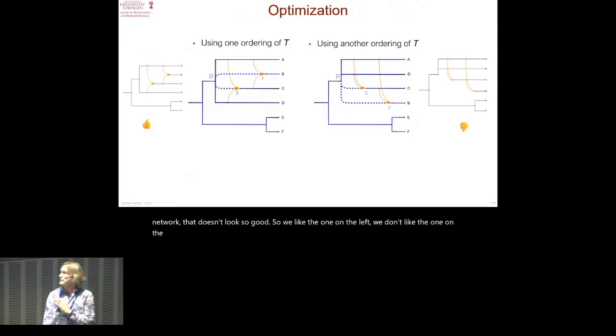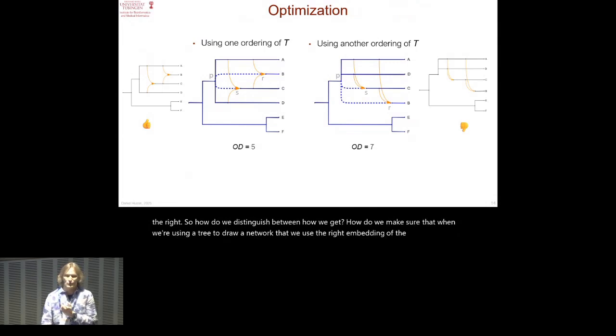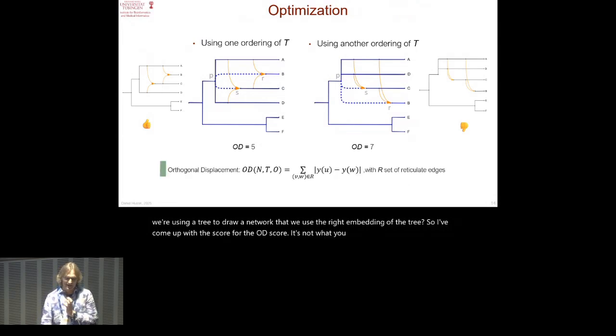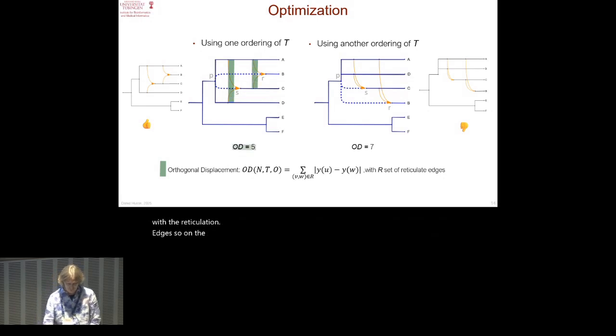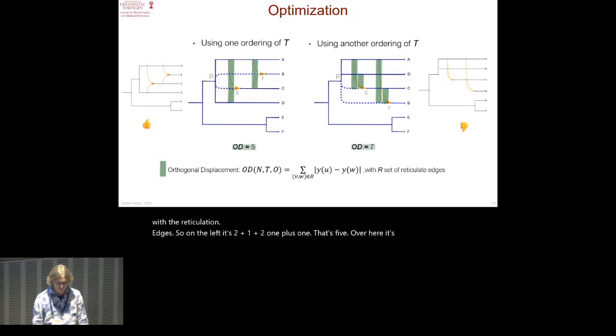So how do we make sure that when we're using a tree to draw our network that we use the right embedding of the tree? So I've come up with a score, the OD score. It's not what you think, it's orthogonal displacement. The basic idea is you look at how much up and down is going on with the reticulation edges. So on the left, it's 2 plus 1 plus 2, 1 plus 1, that's 5. Over here, it's 2 plus 1 plus 3 plus 1, that's 7.